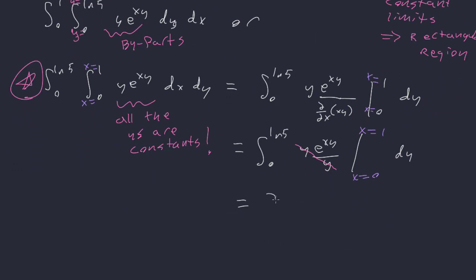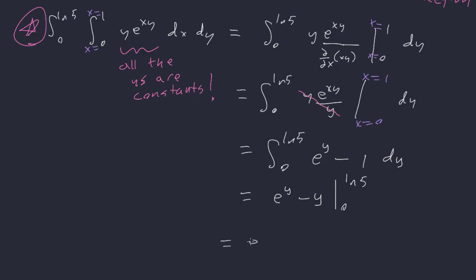All right, so we get now the integral from 0 to natural log of 5 of plugging 1 into x, we'll get e to the y minus e to the 0, which will simply be 1, dy. Right? And now it's just a Cal 1 problem. The integral of e to the y minus 1 is simply e to the y minus y, and we'll evaluate this from 0 to natural log of 5.